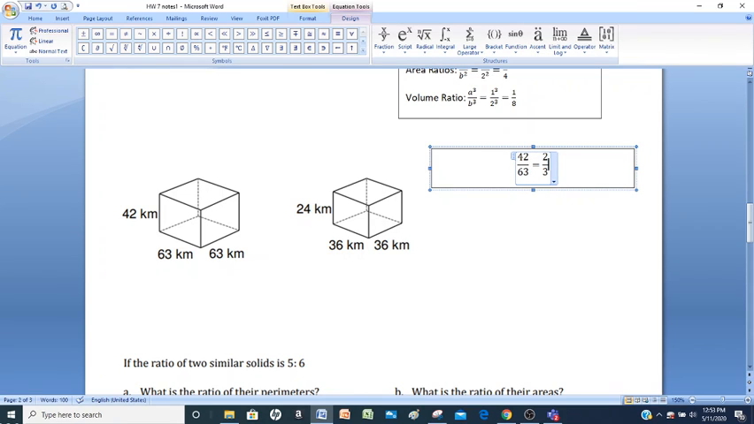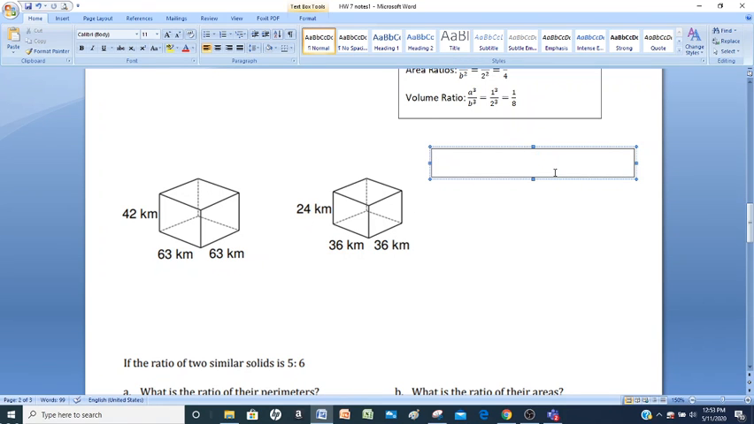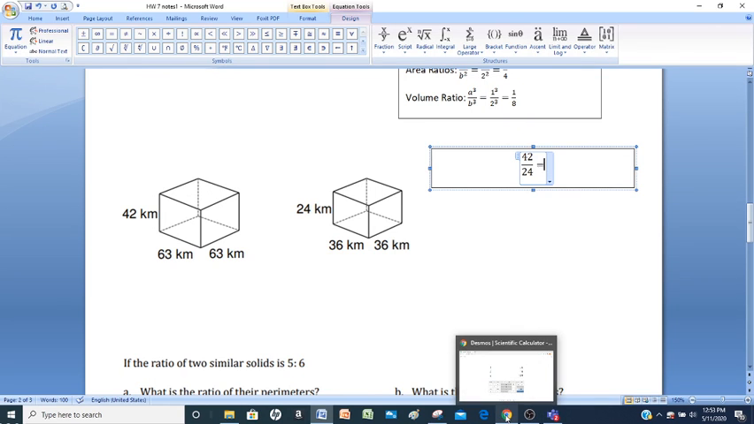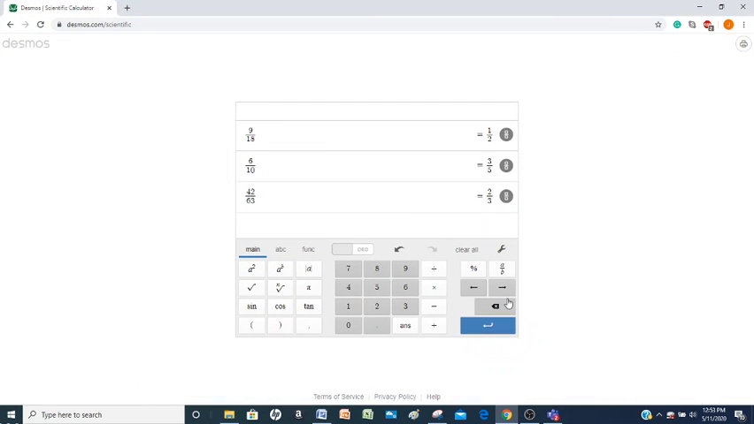Now when you're finding the scale factor, make sure you're using one of each. I don't know why I did 42 to 63 here. 42 is this side right here, and it corresponds to the 24, right? So let's make sure we're keeping things corresponding. It's very important we keep things corresponding there. So 42 over 24.